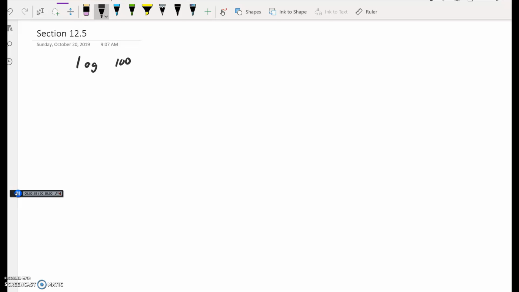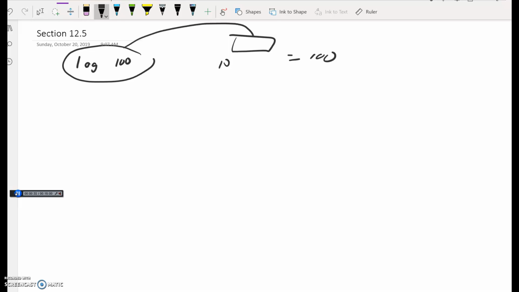So this is the power you would raise 10 to get 100. So this thing right here, its meaning is if you put it here, you'll get 100. So whatever this is, it's the power you raise 10 to get 100. So you should know that that's 2. Notice this is a shorthand version of this.